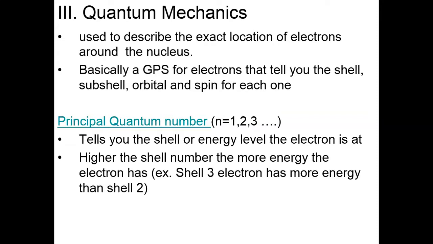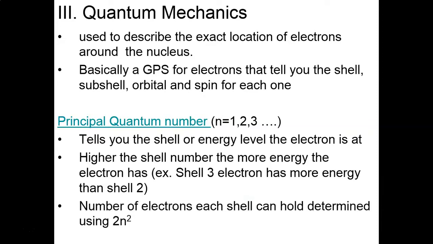But I want you to understand, this is very important, the bigger the shell number, the bigger number you see for that first value, the further it is from the nucleus and the more energy it has. Number of electrons, if you want to calculate how many electrons a specific shell can hold, let's say I tell you it's 4s. You're like, you know what? How many electrons can the fourth shell hold? How do you do that?